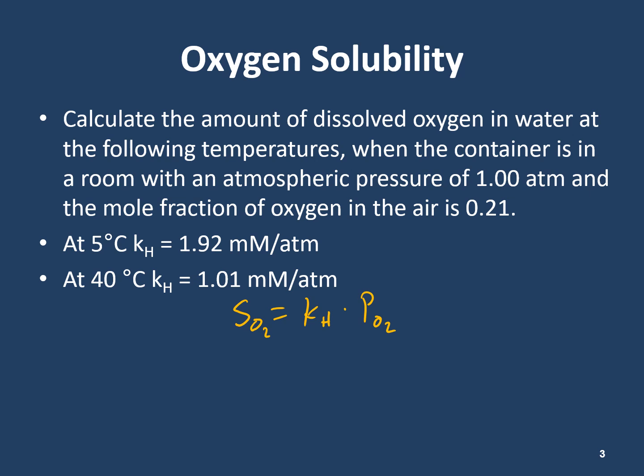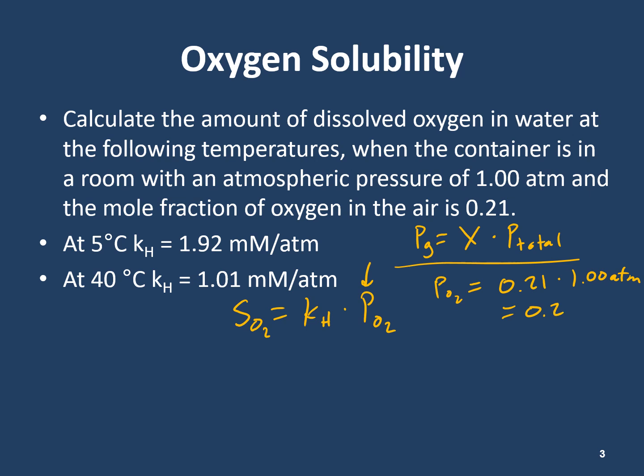So we need to calculate the partial pressure of oxygen, and we know partial pressure is equal to the mole fraction times the total pressure. This is from chapter 5. Now our partial pressure of O2 is the mole fraction, 0.21, times 1 atm of pressure, which gives me a partial pressure of 0.21 atmospheres. This goes there. And we have our Henry's law constant.